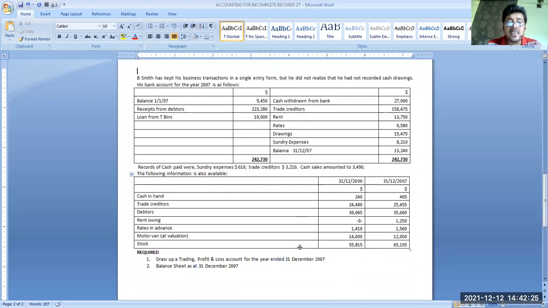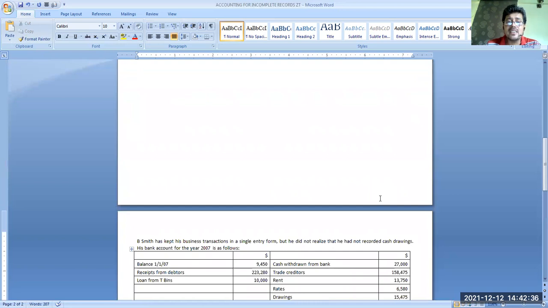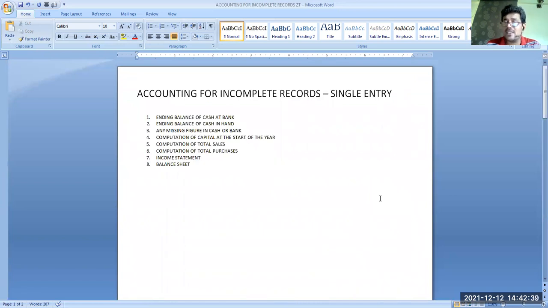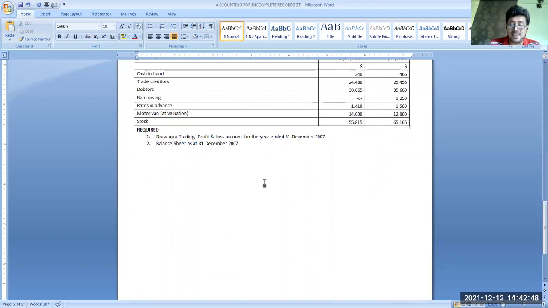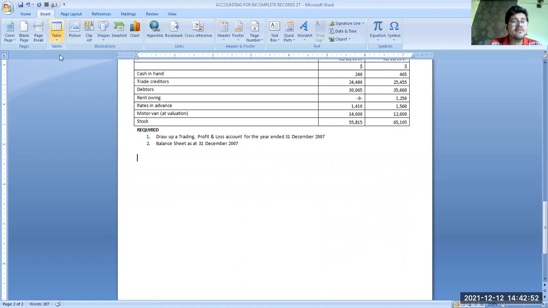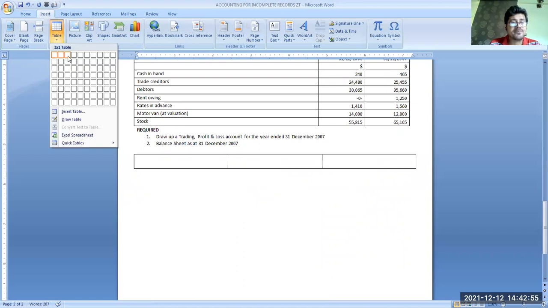Now see, the opening balance of cash in hand and the closing balance of cash in hand are also given, but the cash drawings is missing. So what we have to do, we don't need to calculate the ending balance of cash in hand. It is also given, but there is a missing figure in required 3. Required 3 says any missing figure, and that is cash drawings. So we have to make a T account for cash drawings. So first we'll make a T account to compute cash drawings.